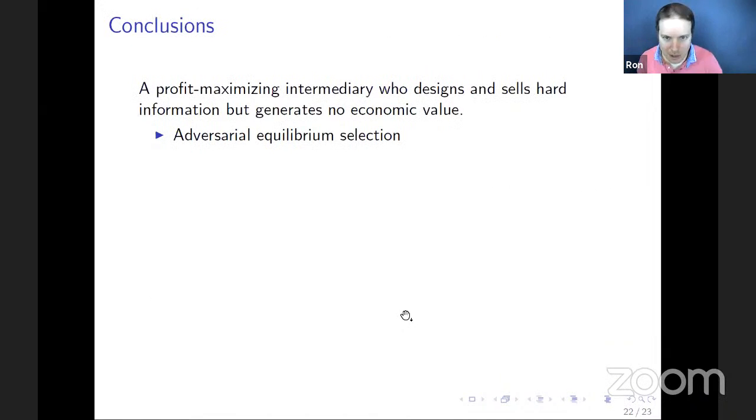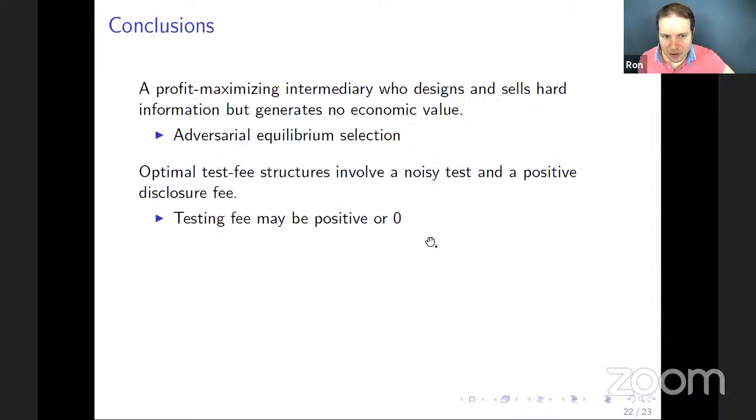I'm out of time. I started at 11:02, so let me end now. So we considered a profit maximizing intermediary who doesn't provide any economic value by selling this hard information, and is facing this problem of not being able to choose the equilibrium. Nevertheless, we saw that this intermediary can guarantee some surplus extraction, and she does this by having optimally noisy tests, even if the asset valuation is binary or has a small support, and by using positive disclosure fees always. Testing fees may or may not be zero.